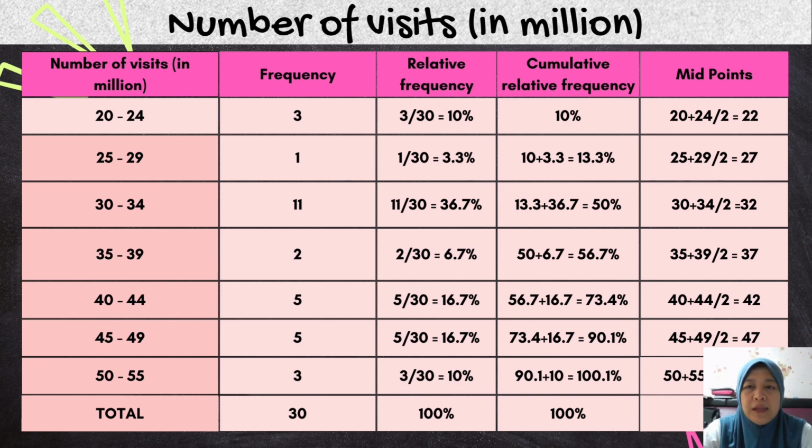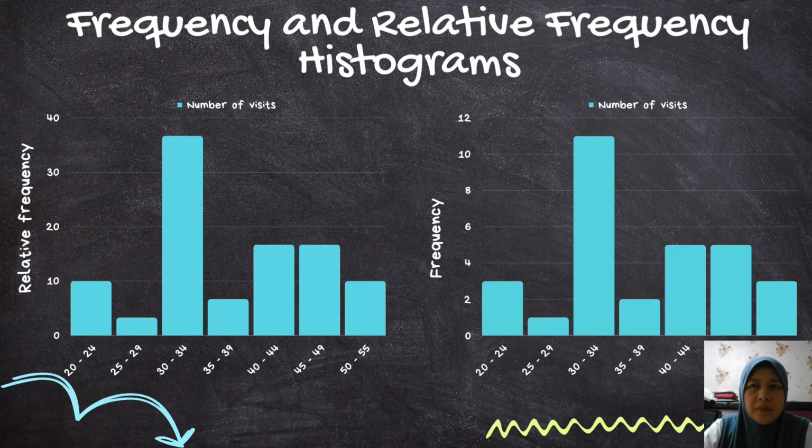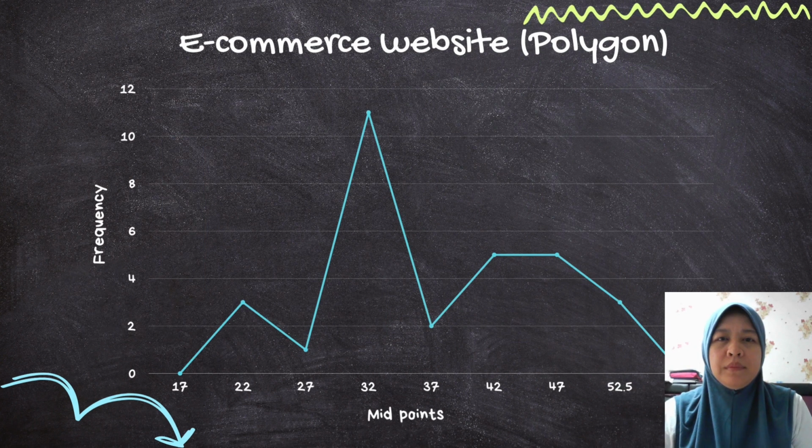For the second group, the number of visits is 25 to 29. The cumulative relative frequency is 10% plus 3.3% equals 13.3%, and so on. Here are the frequency and relative frequency histograms for the number of visits. The only difference is the y-axis scale. Here is a polygon for the number of visits.